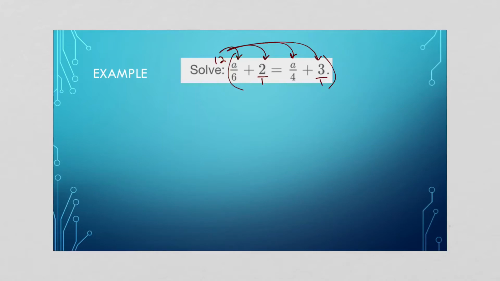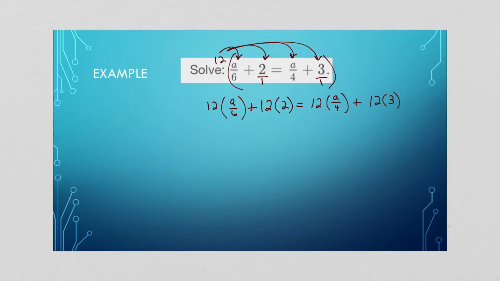Whenever, and I'm going to do this the long way. So 12 times a over 6 plus 12 times 2 equals 12 times a over 4 plus 12 times 3.